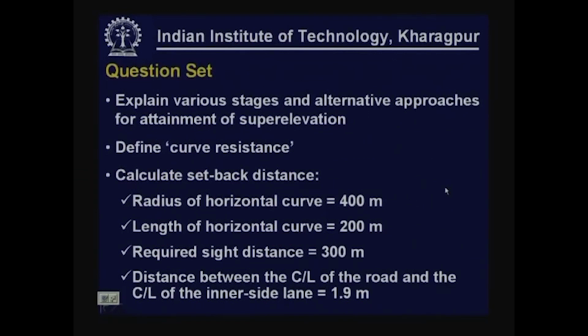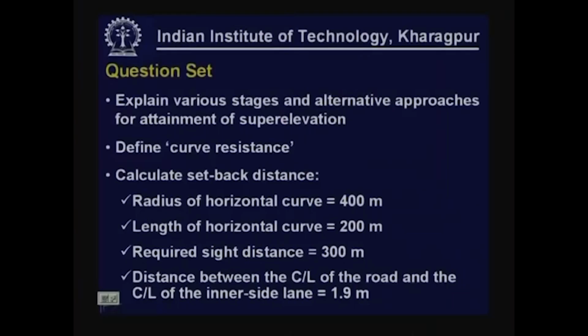Now, question set: Number 1, explain various stages and alternative approaches for attainment of super elevation. Number 2, define curb resistance. Number 3, calculate the setback distance when the following data is given: radius of curve is 400 meter, length of horizontal curve 200 meter, required sight distance 300 meter, and distance between the center line of the road and the center line of the inner side lane is 1.9 meter.